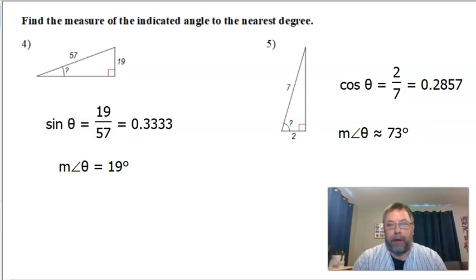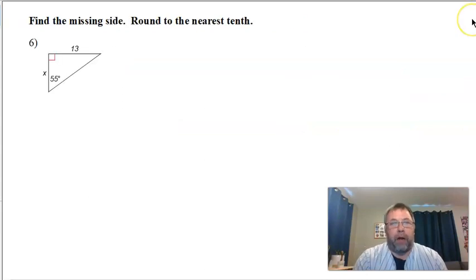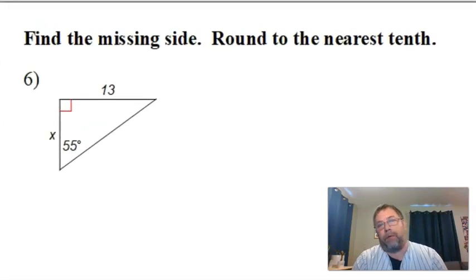Now let's do a couple problems where we're finding a missing side. So here we are, problem number 6. We're moving along really nicely here. The first thing I notice in this problem is we're looking for a missing side, and I can tell right away it's one of the legs that's missing. So we have the angle 55 degrees and we have two sides.